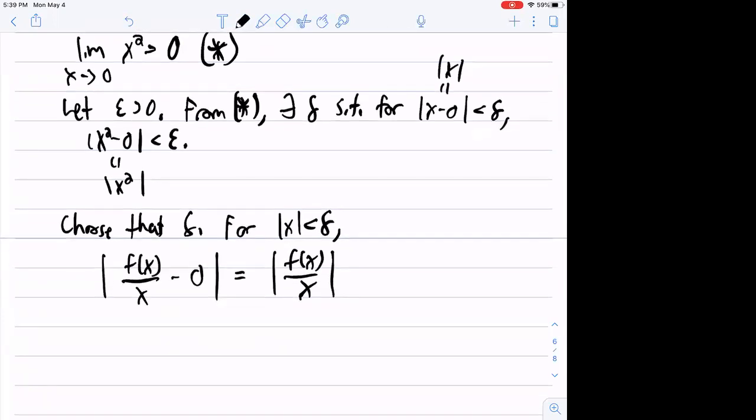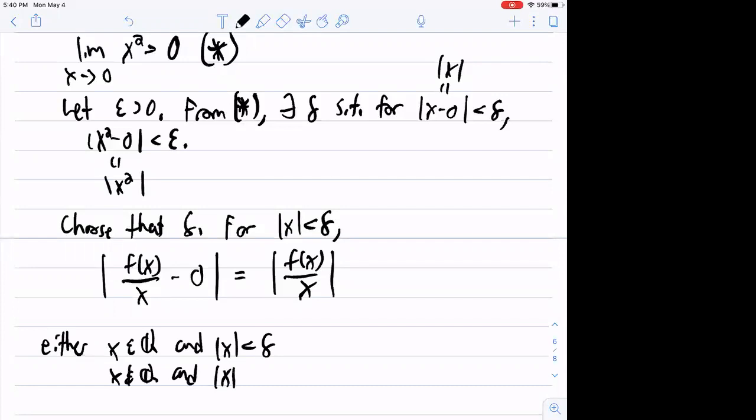And we have two cases, right? Either x is in Q and absolute value of x is less than delta, or x is not in Q. And we need to show this is less than epsilon for any x in here, right? So you have two cases. You're either rational in there or not rational. And if you're rational, then this is just x squared over x.